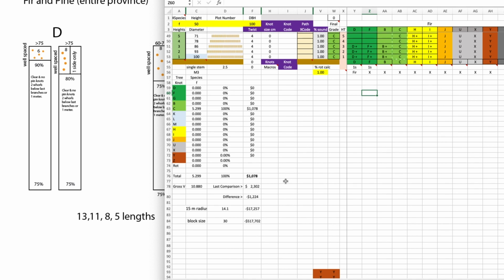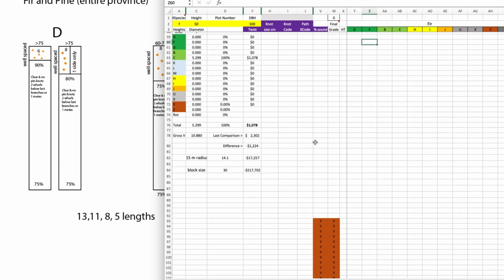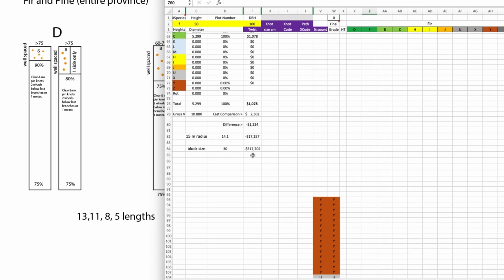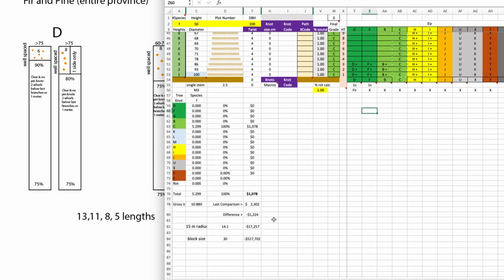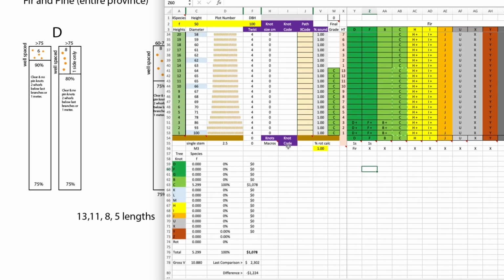But it gets worse than that, because we got a 15-meter radius, fixed radius plot right here. So every tree counts for 14.1 trees per hectare. So you multiply it by 14.1. We just lost, or we're telling our client that there's $17,257 less timber value out there per hectare than what there really is. Okay, and it gets worse than that. Let's say our block's 30 hectares in size. Then all of a sudden we're telling them that there's $517,000, over $500,000 in less value out there in the block than what there really is.